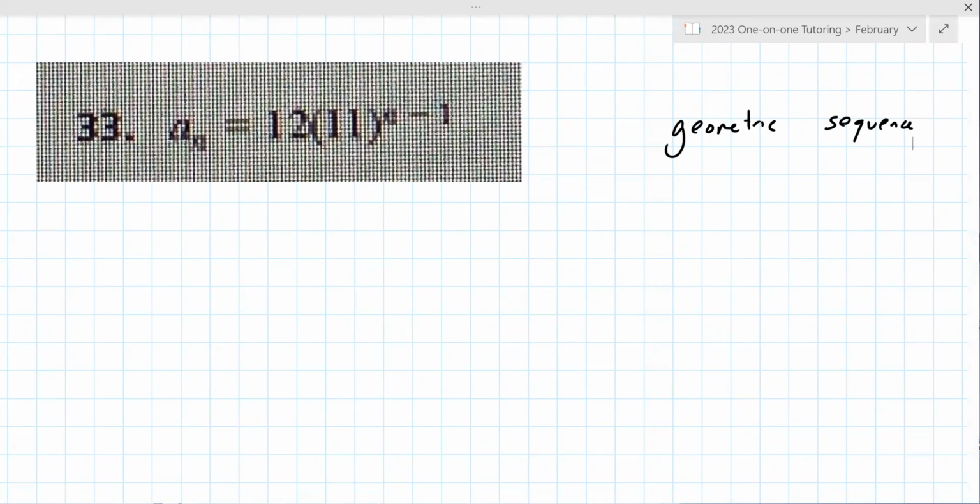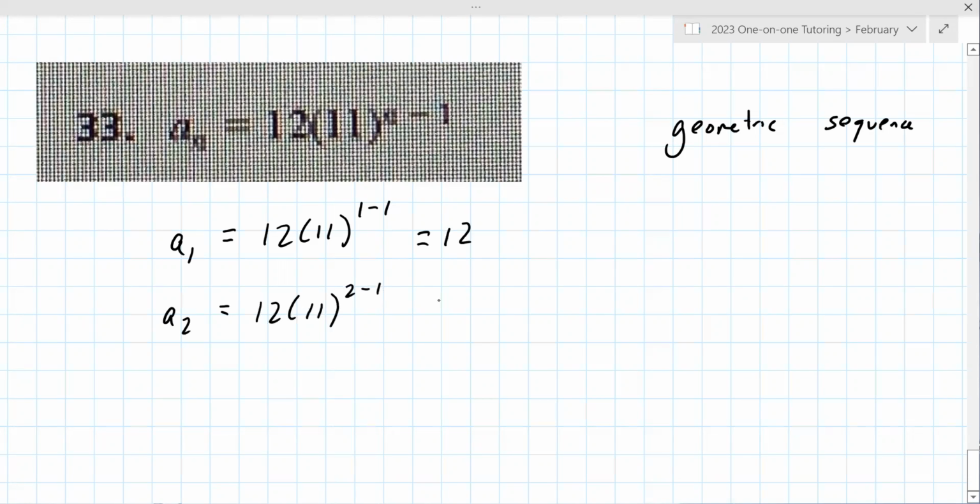Okay. Now, again, we're just going to write some terms. So A1, or the first term, is 12 times 11 to the 1 minus 1 power. Okay, this is why you learned your exponent rules. 1 minus 1 is 0. 11 to the 0 is 1. This is 12. Okay. A2, 12 times 11 to the 2 minus 1 power, which is 12 times 11, which is 132.